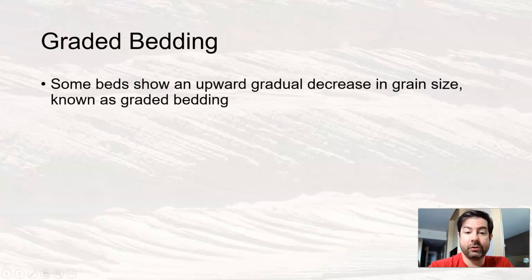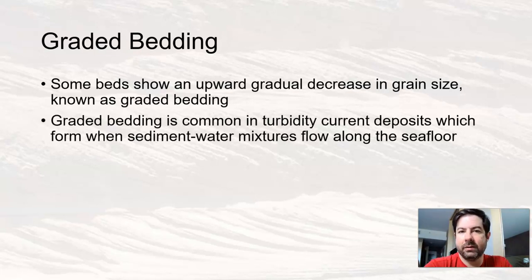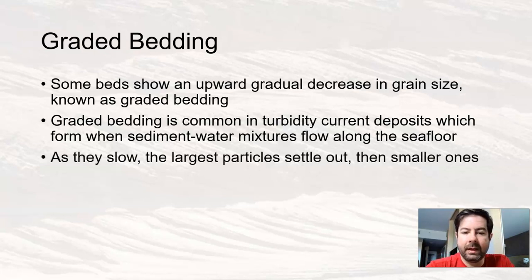Graded bedding, as opposed to cross bedding, shows what's called an upward gradual decrease in grain size. As you're looking at a layer of sedimentary rock, the bigger pieces are at the bottom, and as you look further up that bed, the pieces get smaller and smaller and smaller, known as graded bedding. It's common in something called turbidity current deposits, which we'll look at in a later section. Let me just explain it real quick. There's a picture on the next slide.